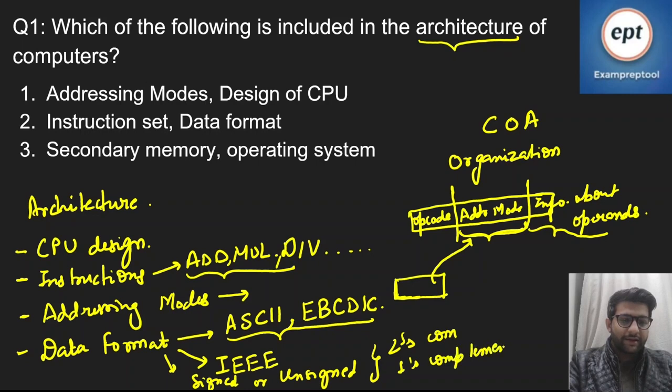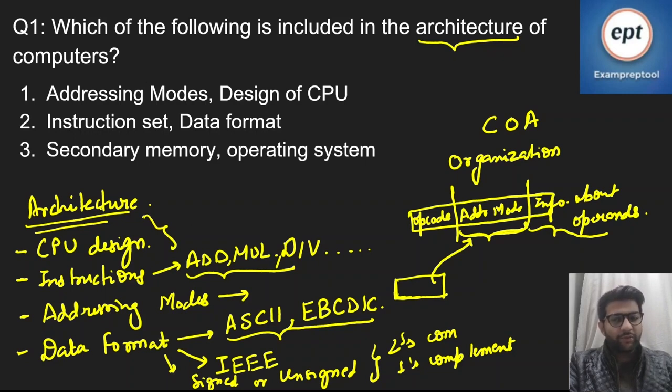So this entire thing has to be a part of the design, right? So all this information is part of the CPU architecture or computer architecture. So these are all designed by the architect: what will be the design of the CPU, what instructions the CPU will support, what types of addressing modes the CPU will support, how the data will be represented in that particular CPU. So these are part of the architecture.